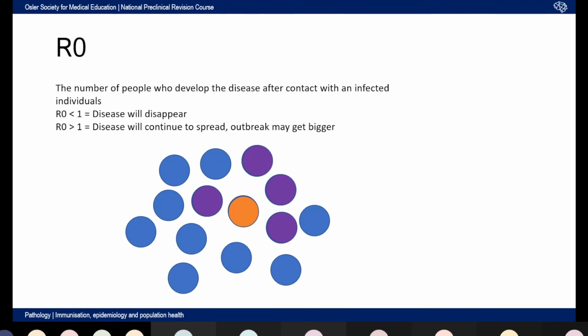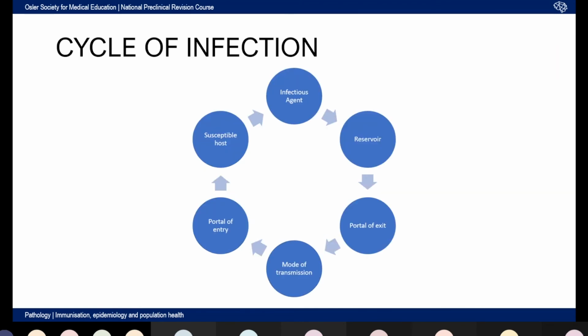Right. And then when you think about the R0, this is the number of people who develop disease after contact with infected individuals. Again, we've got our initial person in the orange and then 4 more people in the purple being infected. If the R0 is less than 1, the disease will disappear. If it's greater than 1, the disease will continue to spread and the outbreak will get bigger. Again, I'm not going to label that point. I'm sure you've heard enough about the R0.